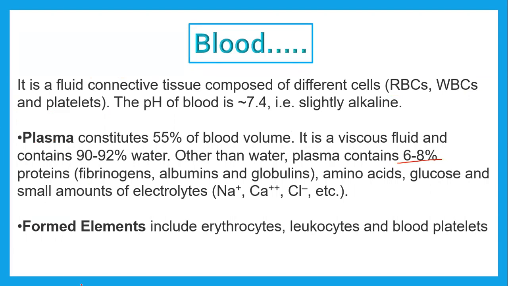What are the three different kinds of blood proteins present? You will have fibrinogens, you will have different types of albumins, you will have certain types of globulins also present inside the blood plasma. Clear, everybody? Fibrinogen, albumin, globulin, three different kinds of blood proteins present in the blood plasma.